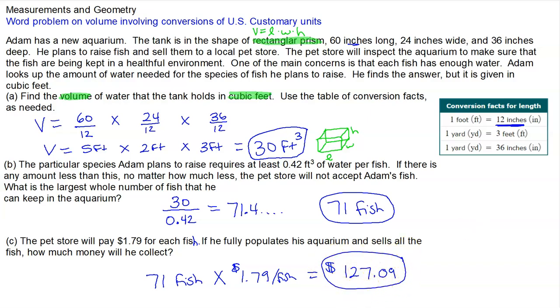$127.09. All right, so this is a word problem on volume, and it involved some conversions using our US customary units. The big thing is to watch and see what they give you. You may need to first convert it to something different and build off the problem from there. So I hope this helps you as you're working on this particular topic.